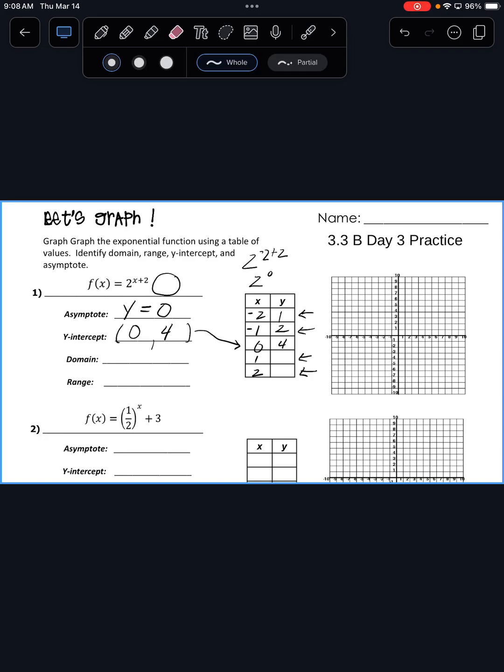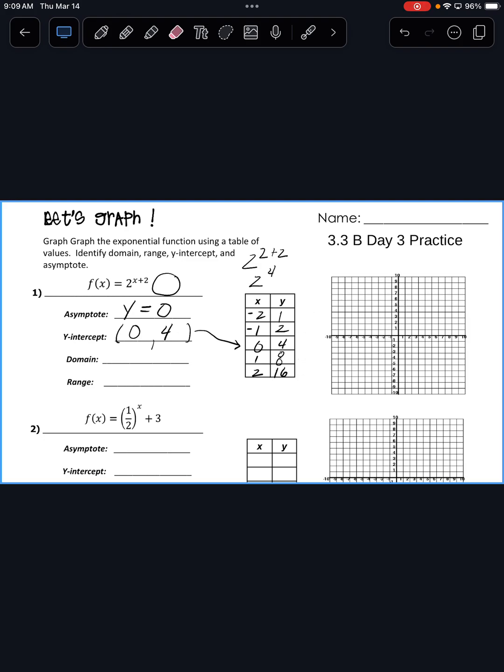All right, so instead of -2, now I'm going to put in 1. And I'm going to have 2. 1 plus 2 is 3, so I'm going to have 2 to the 3rd power, which is going to give me 8, because 2 times 2 is 4, 4 times 2 is 8. And lastly, I'm going to put in 2, so I get 2 to the 4th. Okay, which will give me 16.